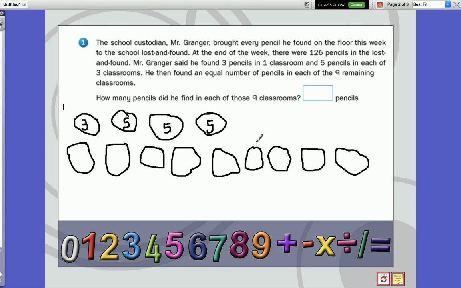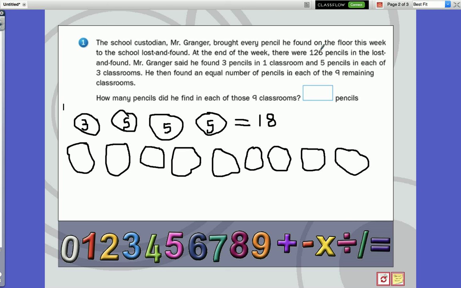Okay, so if I'm going to go ahead and solve this, the first thing I'm going to do is find out how many pencils he has found so far. So I've got 3 in this classroom, and then 5, 5, and 5. So I've got 5, 10, 15, 18 is what he's found in those 4 classrooms.